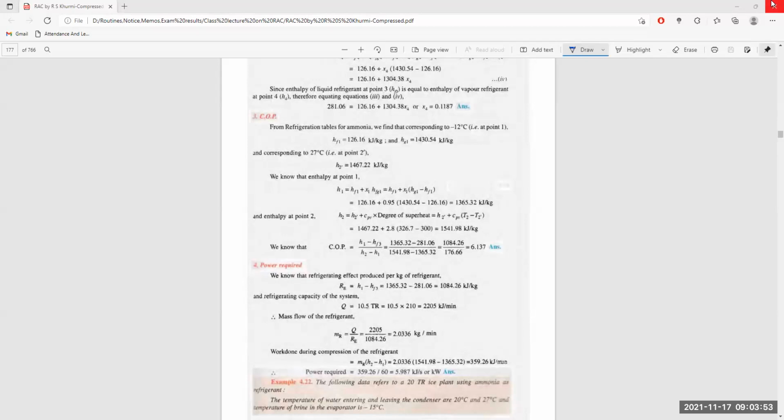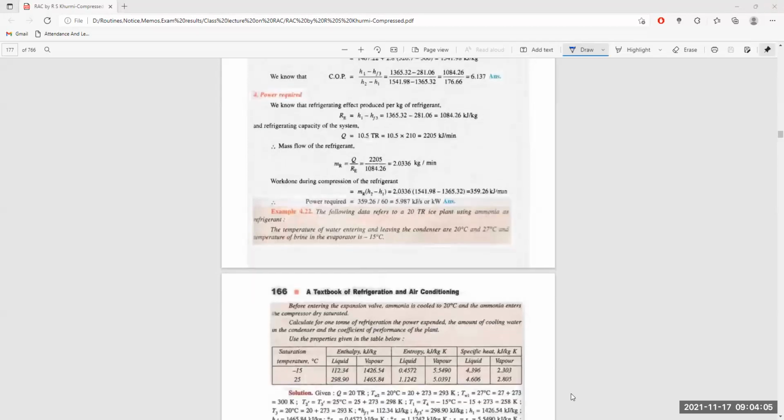Let us start with the problem number 22 of vapor compression refrigeration system. What we have here in this problem, this data is referring to a 20-ton ice melting plant. Here, the refrigerant is ammonia.